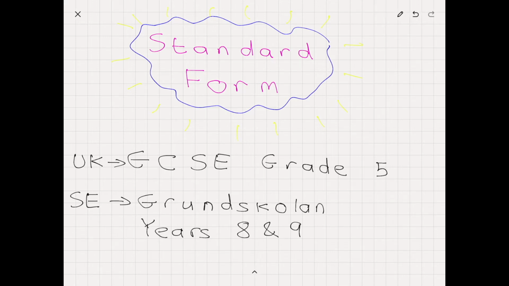Now, you will see this in the UK around about GCSE grade 5, and in Sweden you'll probably see this in Grundskolan around about years 8 and 9. So it does make up a part of the stuff which they can test you in the year 9 national tests. So we're going to start off with what is standard form and why do we use it and what are the rules which go with it, which are fairly important. So let's get right to it.